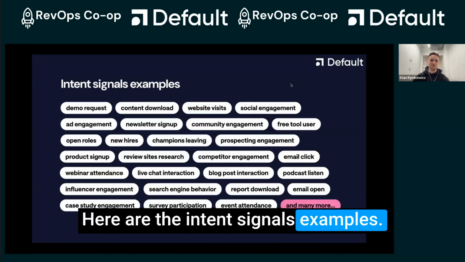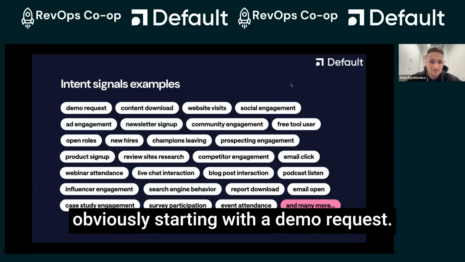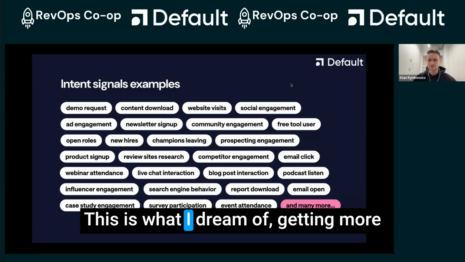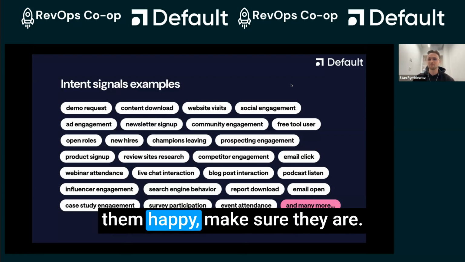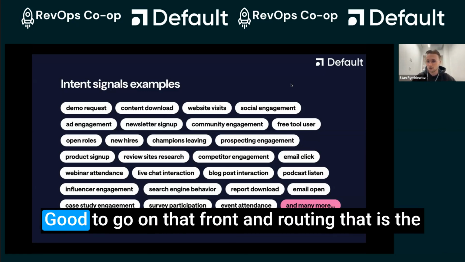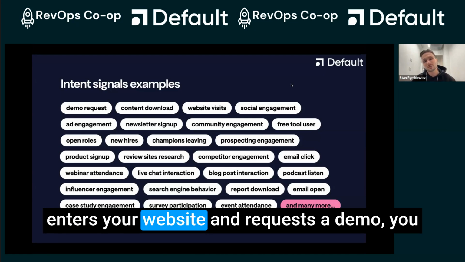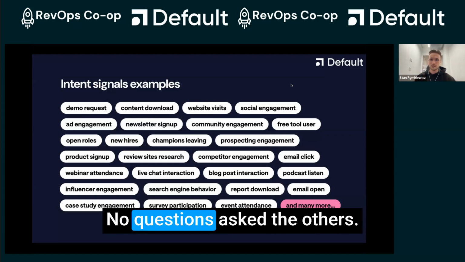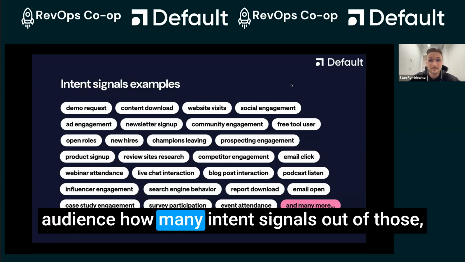Here are some intent signal examples, just a fresh reminder of what I have seen work best. Obviously, starting with a demo request, that's the holy grail. This is what I dream of, getting more demo requests for our AEs to make them happy. And routing that is the simplest of all of these, because if a person enters your website and requests a demo, you should route them to the best rep possible, no questions asked.